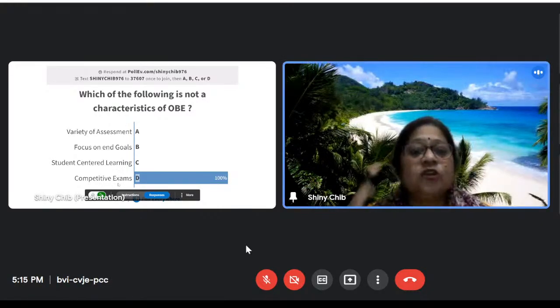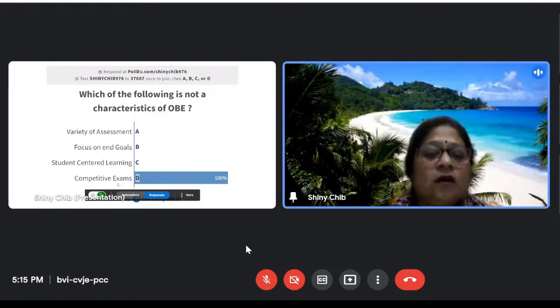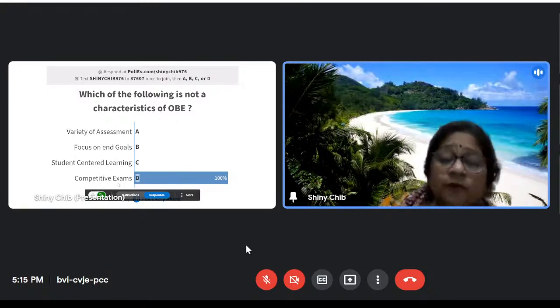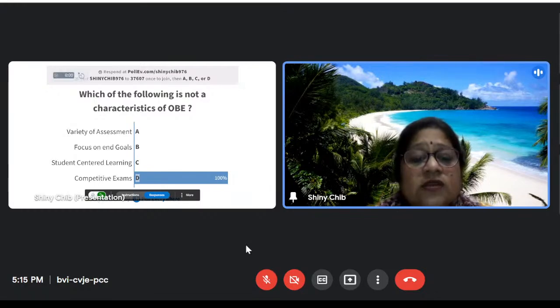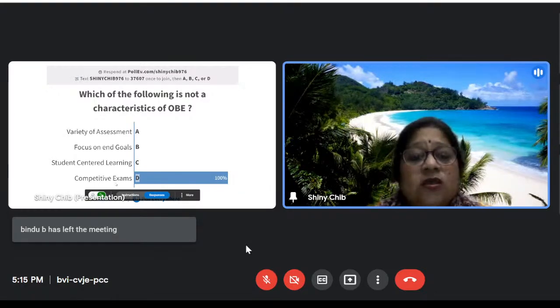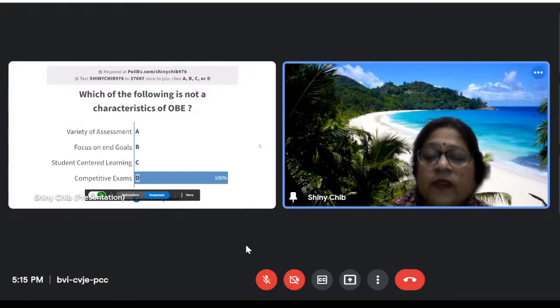Okay, what we are trying to do, we are trying to make the learning student-centric, isn't it? We are going to make the learning student-centric. That is why I was emphasizing that it should be the complete focus on students. Okay, it should not be competitive exams. It should not be exam-oriented. It should be skill-oriented. Fine, so the right answer is this one.